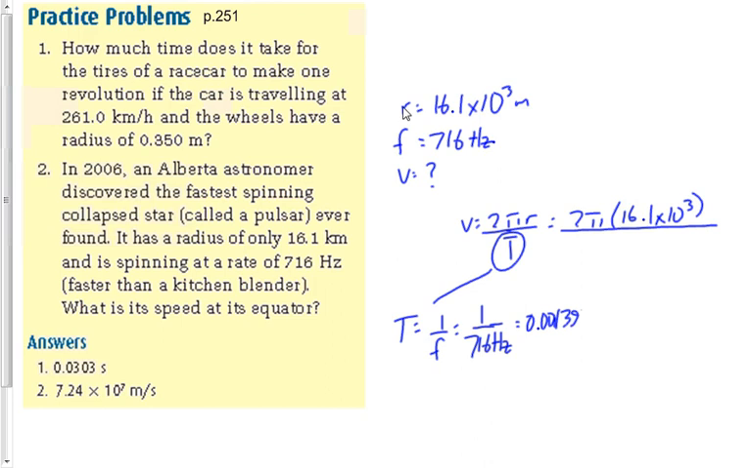1397. So let's put that number in here, 0.001397 seconds. Calculate the speed, and I think we should end up with 7.24 times 10 to the 7. 724 something, something.